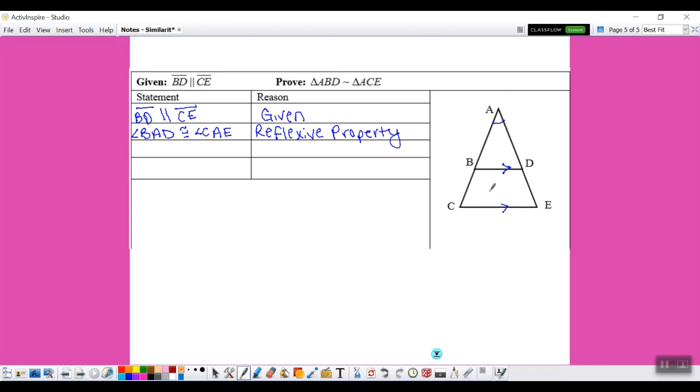Then, because these are parallel, I can use corresponding angles for angle B and angle C. So angle ABD is congruent to angle ACE because corresponding angles are congruent. So I've got two pairs of angles, so angle-angle similarity is how I know that triangle ABD is similar to triangle ACE.